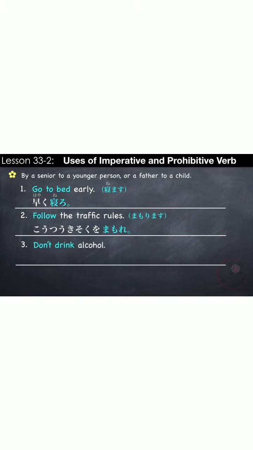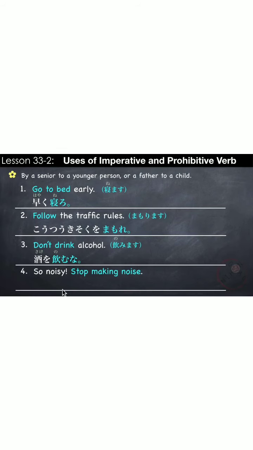Next, don't drink alcohol. So our verb is nomimasu. So here we have a prohibitive sentence. So don't do something. Sake o. Our verb is nomimasu. And this is in prohibitive. So all we have to do is change it to its plain form and then add na. Nomu na. Sake o nomu na. Another example of prohibitive sentence, so noisy, stop making noise. So our verb is sawagimasu, or to make noise. Urusai.